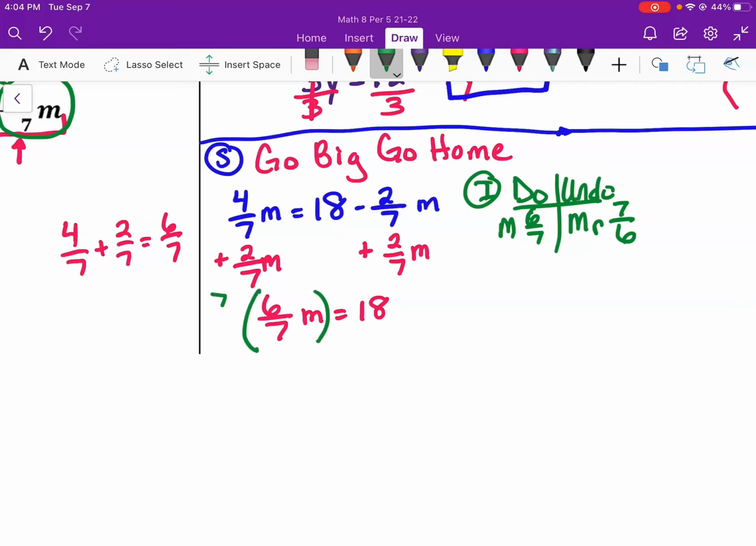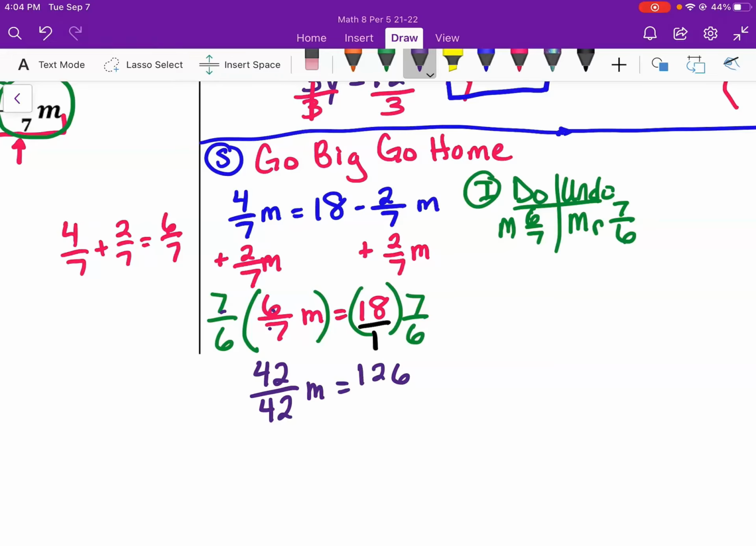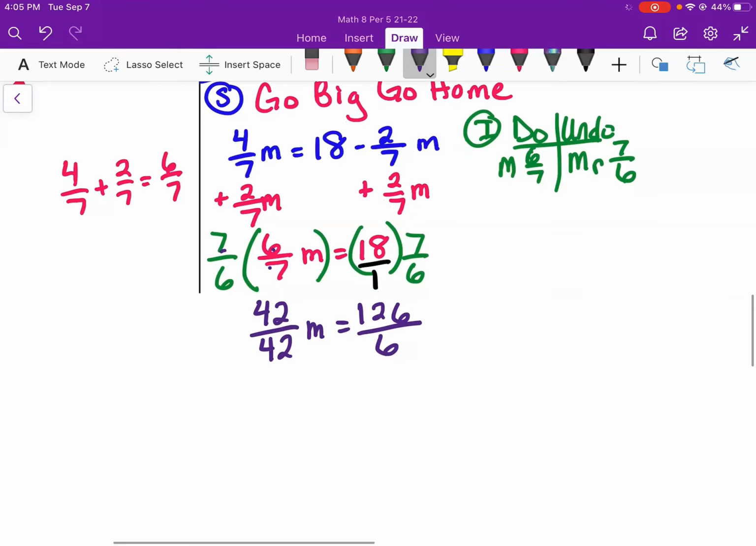Okay, this side I've got 7/6. This side I've got 7/6. Every whole number is over 1. So now I have 6 times 7 is 42. Oh, darn it. 7 times 6 is 42. 6 times 7 is 42. Okay, 18 times 7 is 126. And 6 times 1 is 6.